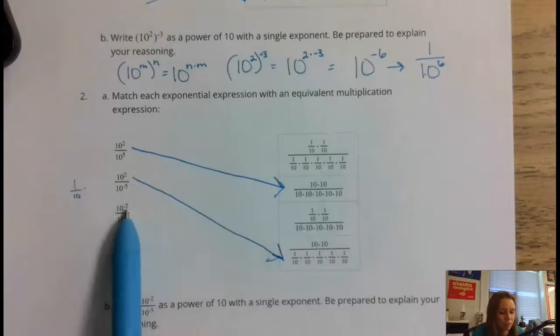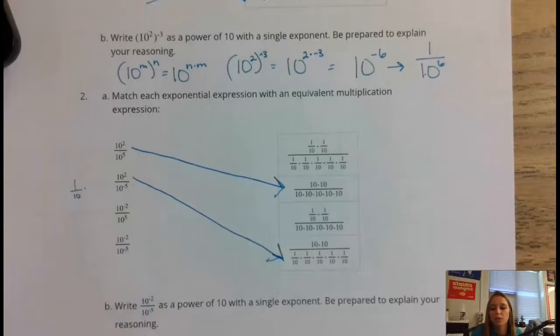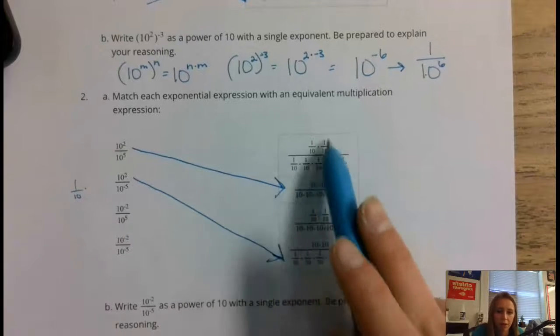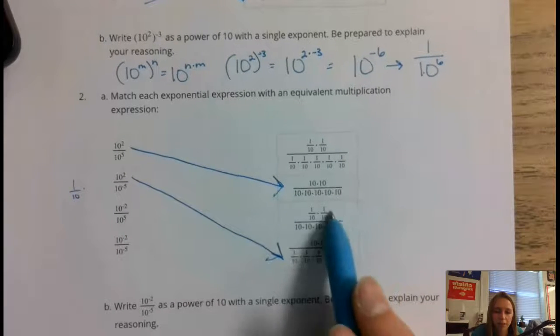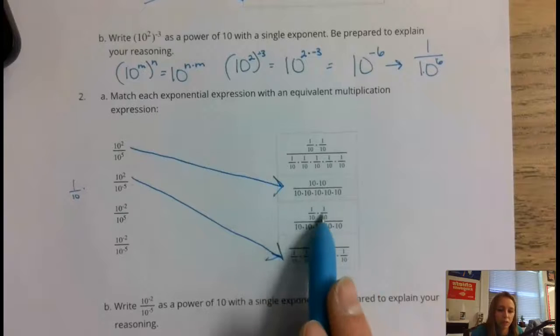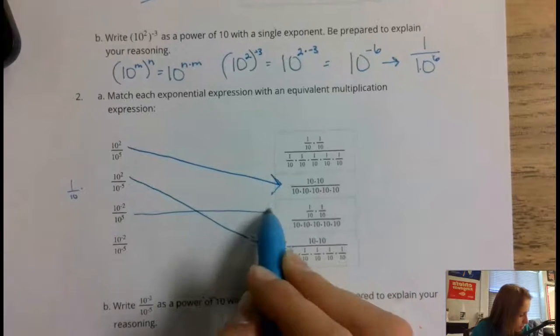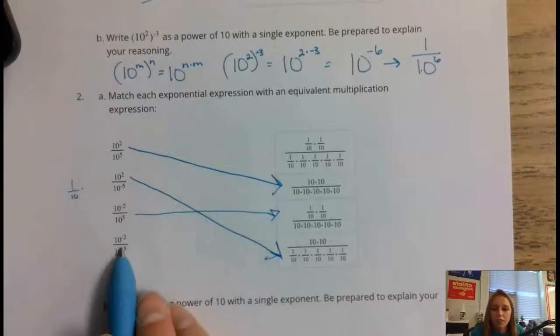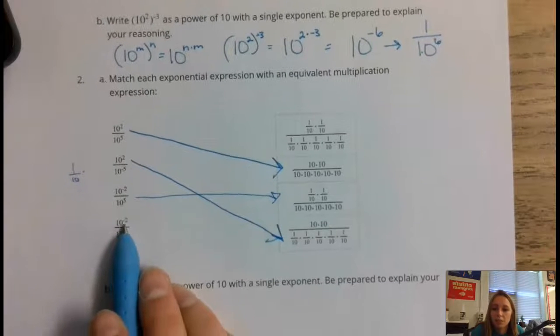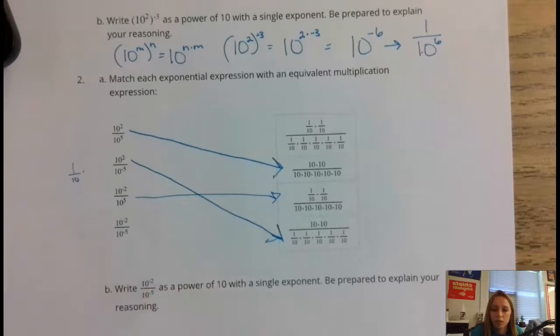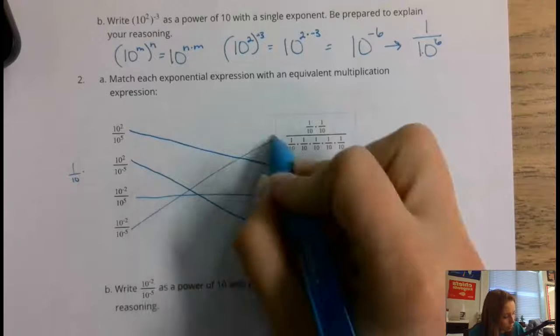Okay, so we have 10 to the negative second, so we're going to have 1/10 times itself twice, over 10 times itself 5 times. Well, we have fractions on both ends here. Nope, right here. That matches up perfectly: 1/10 times itself twice, and then 10 times itself 5 times. And then here, this is saying 1/10 times itself twice, and 1/10 times itself 5 times, which matches up with the top one.